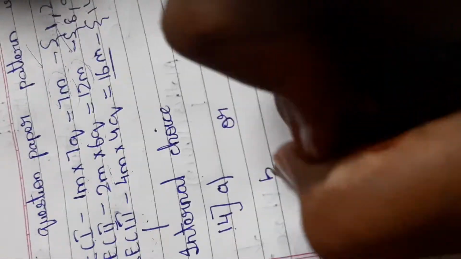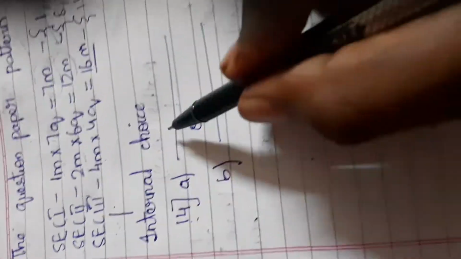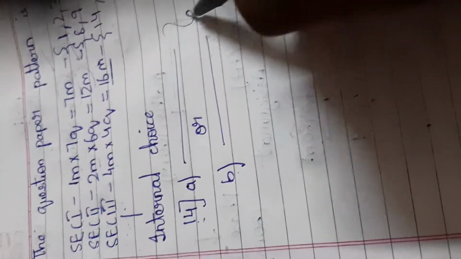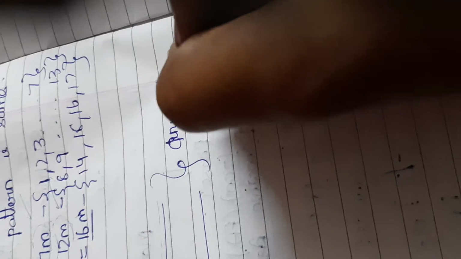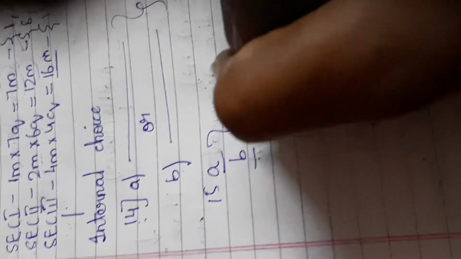Speaking about section 3, you will have an internal choice. For the 14th question you will have A or B. They will give one question here and another question here. Out of these two you can write any one. In the same way for 15 also, A, B, any one you can write. Same for 16 and for 17 also.